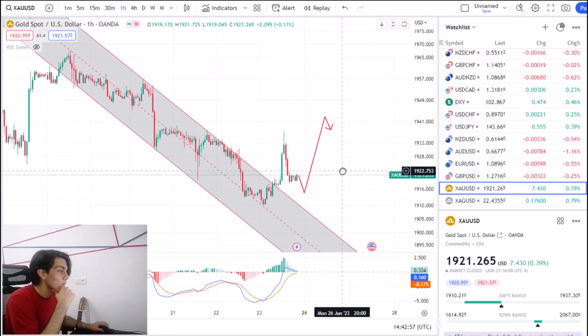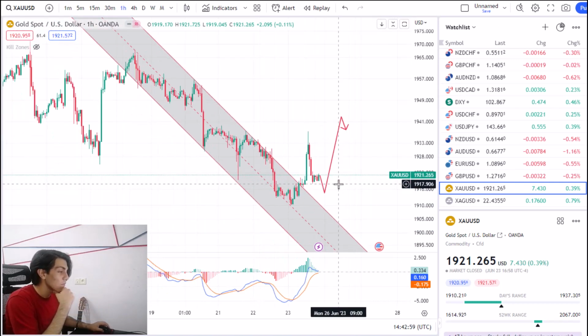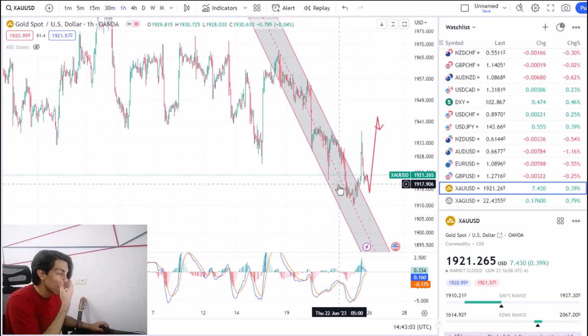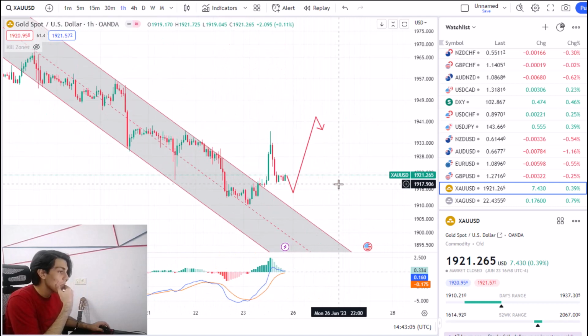But the overall movement from my perspective is going to be bullish, because as we said, we are more likely going to experience a bearish trend or movement to the downside in DXY, so this one will have a bullish movement to the upside.